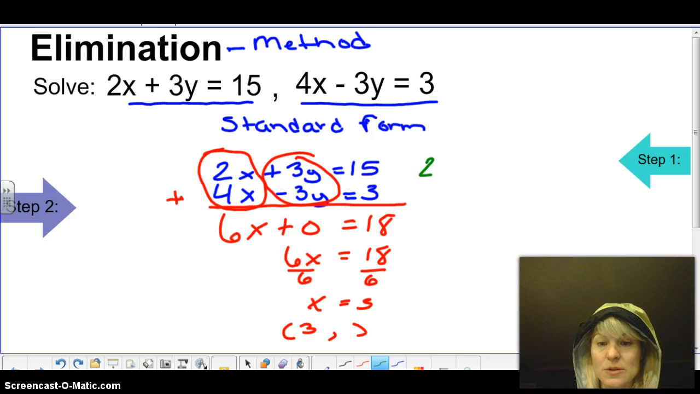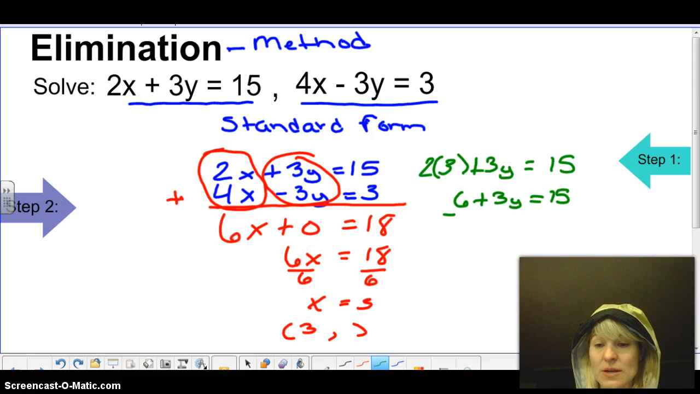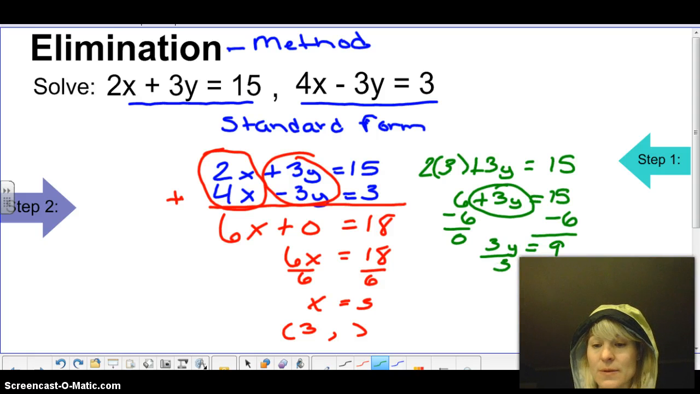So I'm going to do 2 times x here, which I now know is 3. So I'm going to plug in 3, plus 3y equals 15. So I know that becomes 6 plus 3y equals 15. I'm going to subtract my 6. 6 minus 6 is 0. Subtract my 6 here, and I'm going to get 9. And then here I have positive 3y left. And then if I divide by 3, I know y equals 3. So in this case, these two lines intersect at 3, 3.